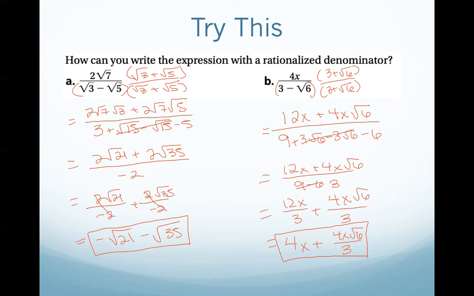In part B, our conjugate is 3 plus the square root of 6. Again, distributing, this time we have an x, that's fine. We distribute it just like we normally would with an x. Then simplifying, and then dividing, simplifying our fraction. Our second fraction does not simplify, so it stays as a fraction, and we get 4x plus the quantity 4x times the square root of 6 over 3.